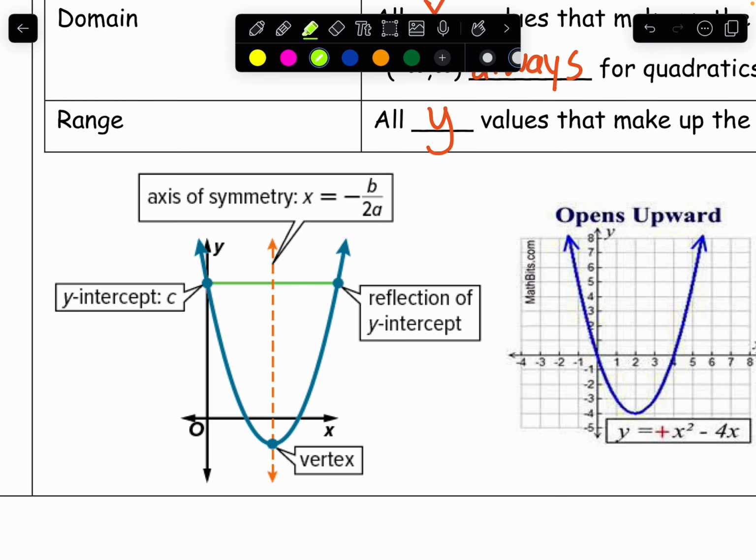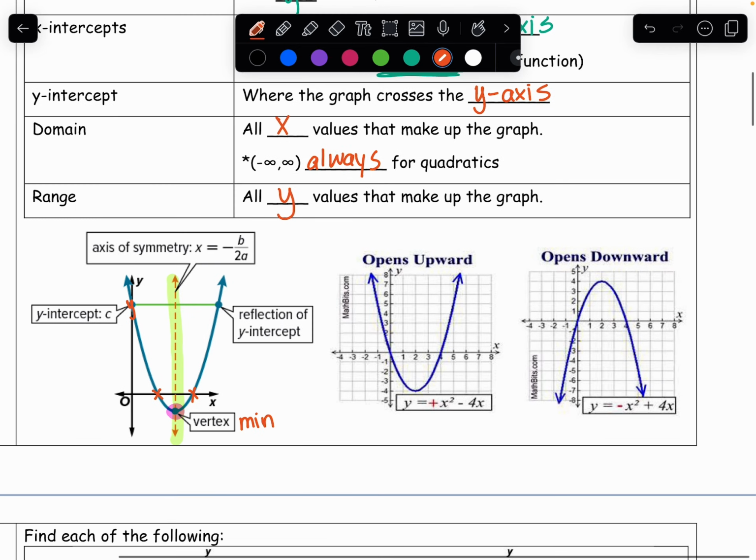So your axis of symmetry is a vertical line that cuts the graph in half. Your vertex is either going to be a minimum or a maximum. So in this case, this is a minimum. We have our x-intercepts, our y-intercepts, and we can reflect it over. Now this is something else new.